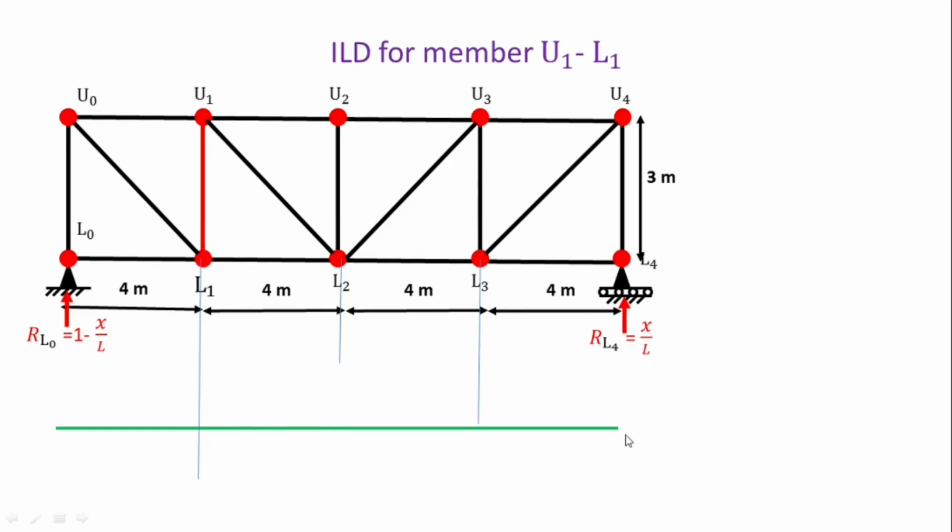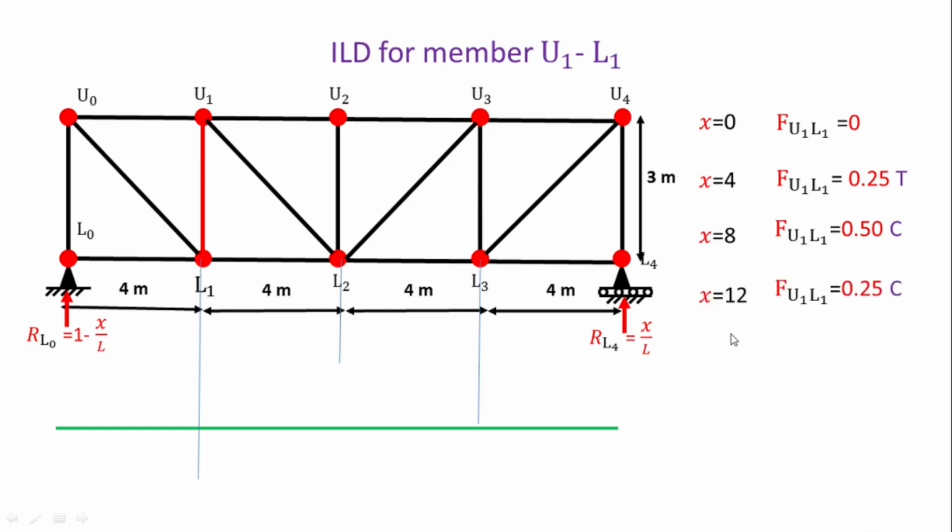Draw the horizontal line equal to the length of the truss. Now when x equal to 0, ordinate is 0. When x equal to 4, ordinate is 0.25 but tension. x equal to 8, already it is 0.5 but in compression. x equal to 12, already it is 0.25 but compression. And finally x equal to 16, the ordinate is 0. Now we are plotting the positive above the line and negative below the line. We are considering compression as positive and tension as negative.